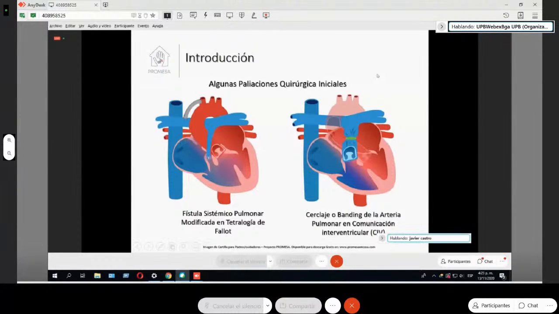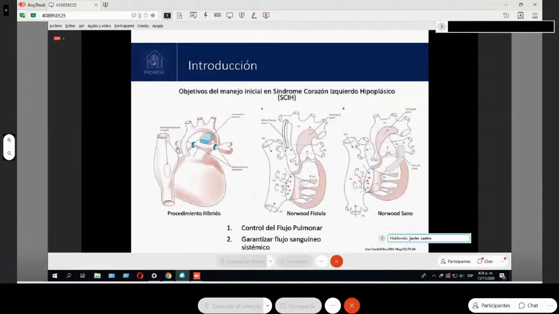On the left side, we have an image of the tetralogy of Fallot. We place a tube here, a shunt. Here we have an interventricular communication. It's a large hole that makes blood flow preferentially to the lungs, and it requires pulmonary banding. That's called a pulmonary artery banding, which limits the amount of blood to the lungs so that the lungs are not flooded. There are some pathologies that are more complex, and that's where home monitoring comes in.